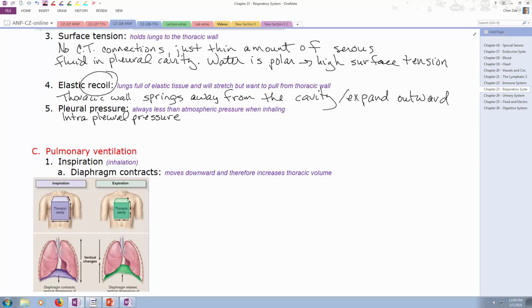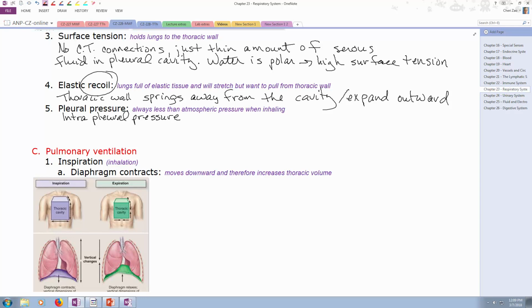That's why it's really important to actually visually see that, because I can explain it, and you look at me and say, I hear you, but I don't really understand it. When you actually see how it's transmitted to springy, elastic tissue, you can appreciate the expansion that occurs. So intrapleural pressure is always less than atmospheric pressure when inhaling, so air will move in.